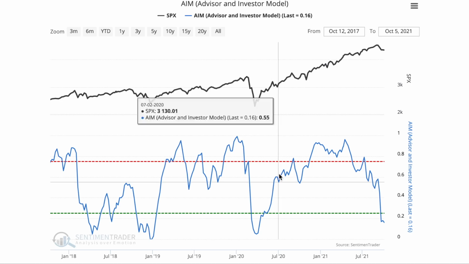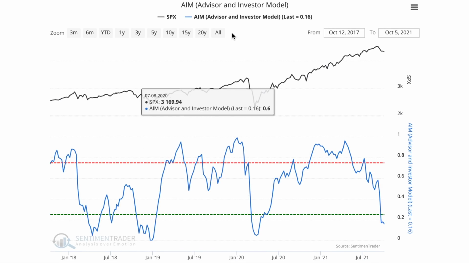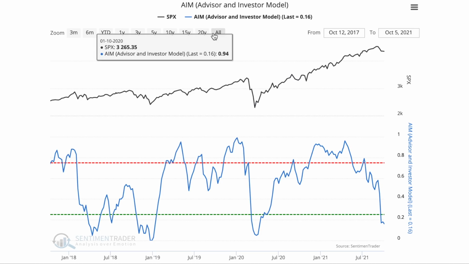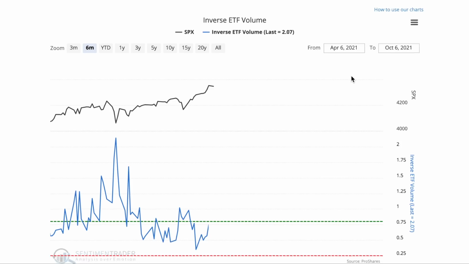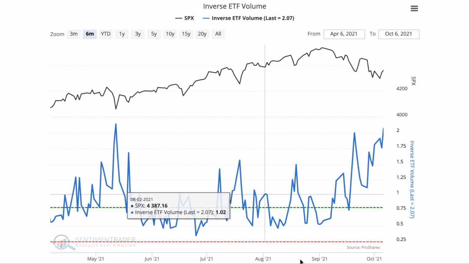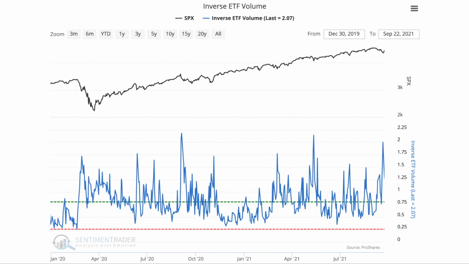Now, what does this actually mean, right? Because there is a reason why we're paying attention to it other than actually timing market bottoms. Why do sentiment indicators like this actually work? And I think using the inverse ETF volume is a great way to illustrate why these contrarian indicators work.